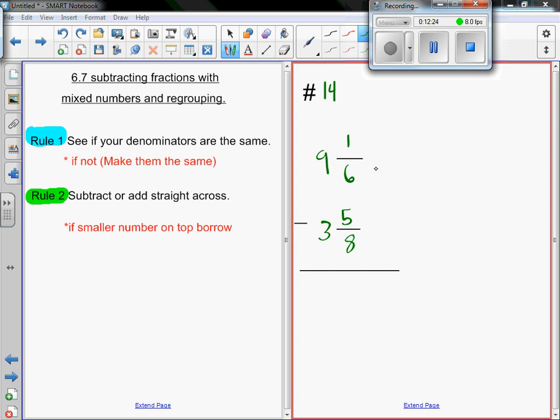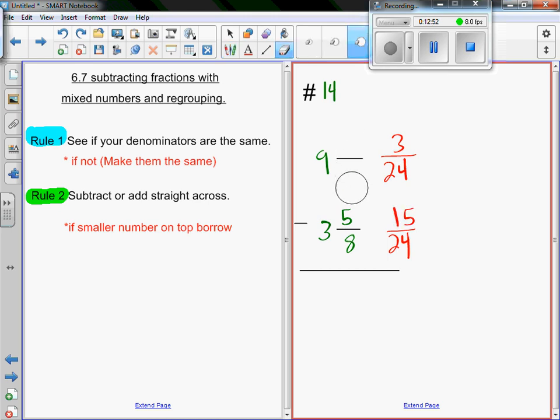Number 14. My denominators, first I check, are they the same? No. I have to find a number they can both go into. Okay, I could do 6 times 8, which is 48, but if I did 24, it actually is a smaller number, and it makes figuring out the simplest form at the end a little easier. 6 times 3 is 24, so 1 times 3 is 3. 8 times 3 is 24, so 5 times 3 is 15. Okay, so I just got rid of that part and changed it.